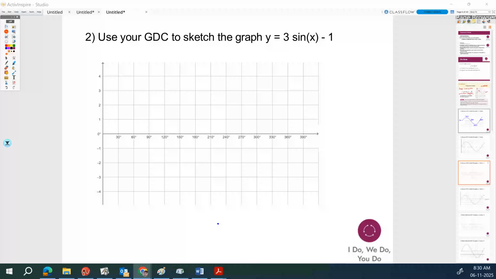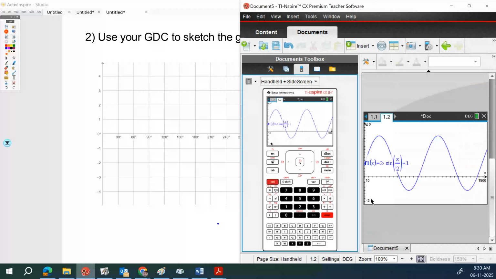Okay, so we want to use our calculator to sketch the function here, 3 sine x minus 1. I'm going to pull up my calculator. Drawn on previous. I'm going to press tab. This lets me enter in a new graph, but I want to scroll up. I'm just going to delete this graph here.